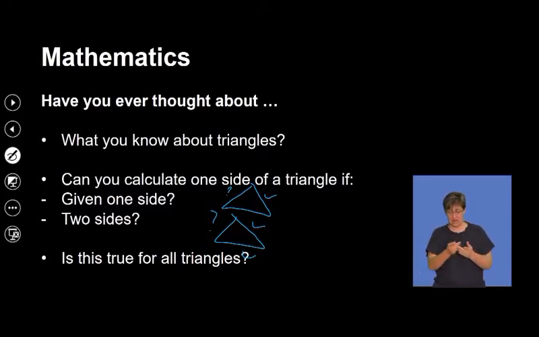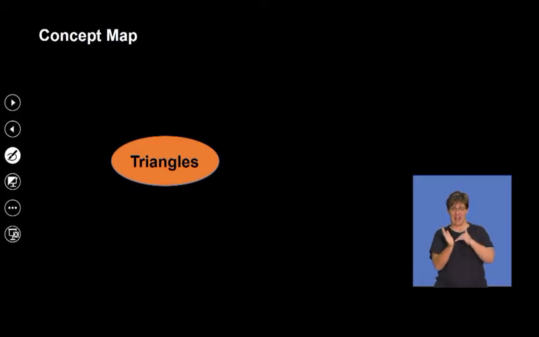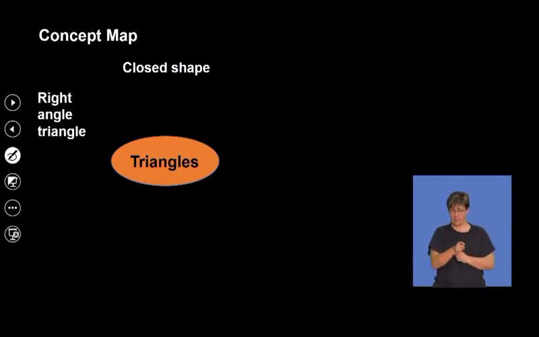Remember, we have 4 types of triangles, which I'm sure you're familiar with by now. Now, in terms of triangles, we call this a closed shape. They are closed shapes. They have 3 sides because of tri. They also have 3 angles. But now, in our concept map, the closed shape that we want to talk about is actually a right-angled triangle, not just any triangle. We're going to specifically look at right-angled triangles.